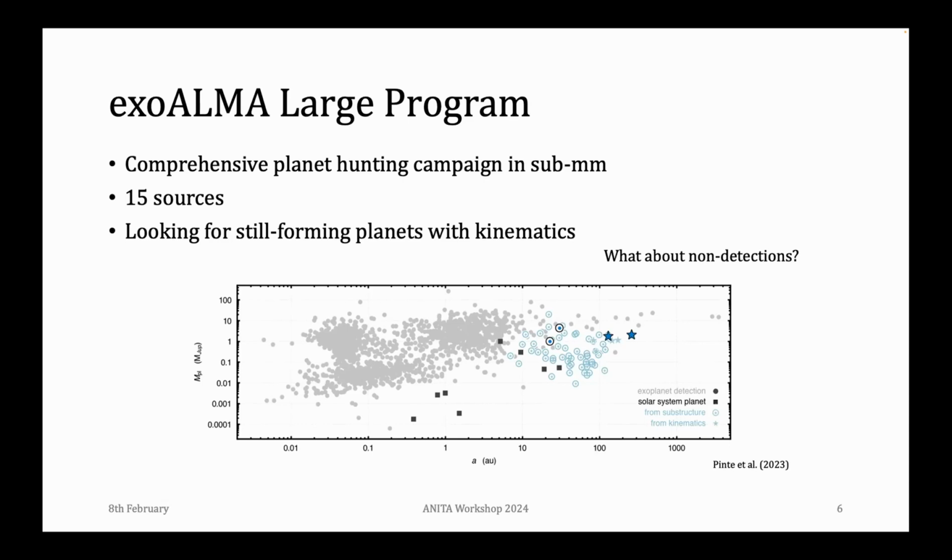But the main thing here is, well, what about non-detections? So for instance, in high contrast imaging, when we look for planets in disks, you can calculate the contrast that you would expect for planets of different masses and use the fact that you haven't found anything to constrain the population of planets. And so what I want to do is a similar thing for kinematics, where we can calculate the sensitivity to planets that we should have found if they were there, and use that to constrain the overall population by ruling things out.